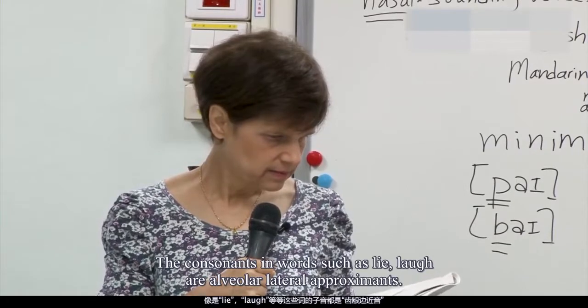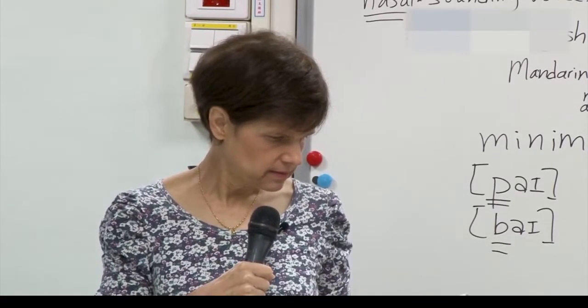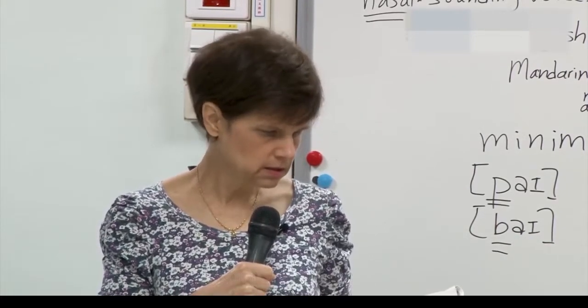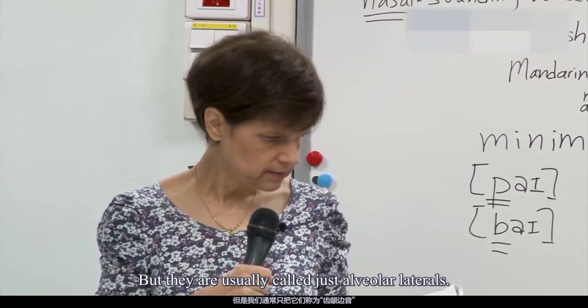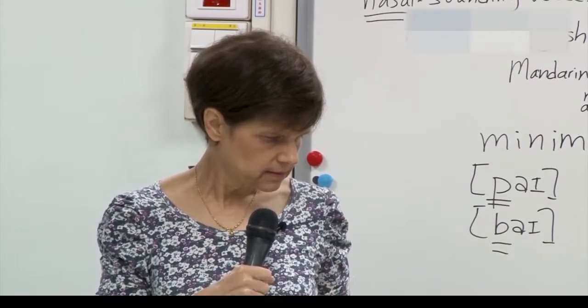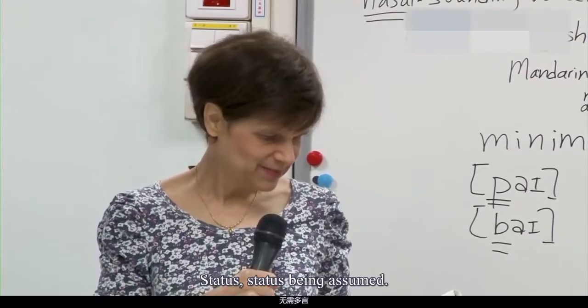The consonants in words such as "lie," "laugh" are alveolar lateral approximants, but they are usually called just alveolar laterals. Called, not "cold." Called. Yeah. But they are usually called just alveolar laterals. Their approximant status being assumed. Status. Well, status is okay. I say status. Yeah. Status being assumed.